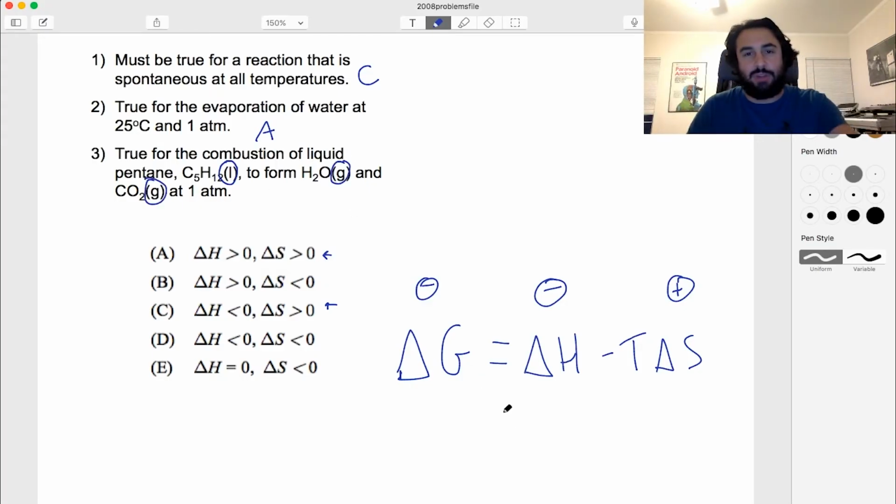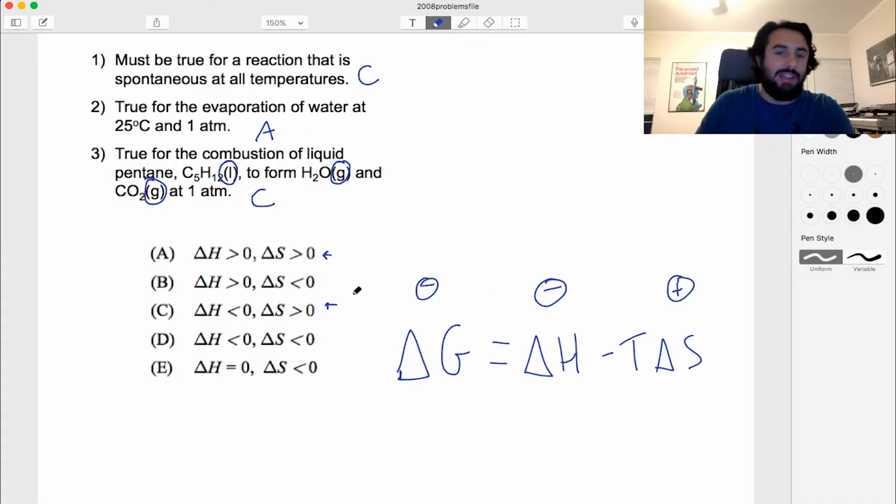We're forming gaseous products. So again, just like in number 2, we're going from predominantly liquid, oxygen is a gas, but we have liquid pentane, to strictly gaseous products, right? So that certainly is entropically favorable. So enthalpically favorable, entropically favorable, we have a negative delta H and a positive delta S. That means, once again, we are looking at C.